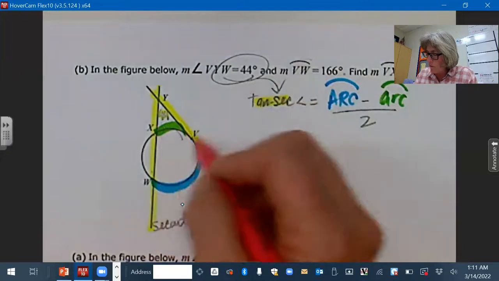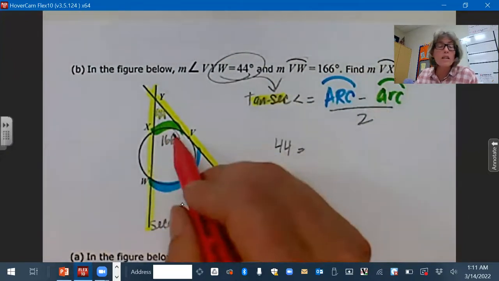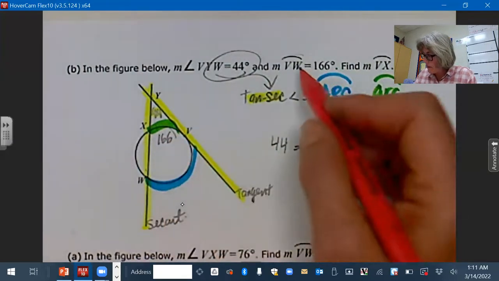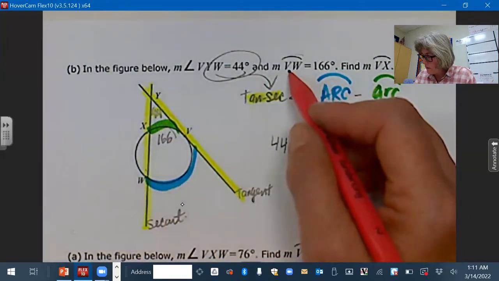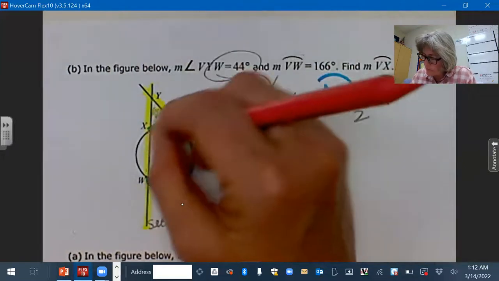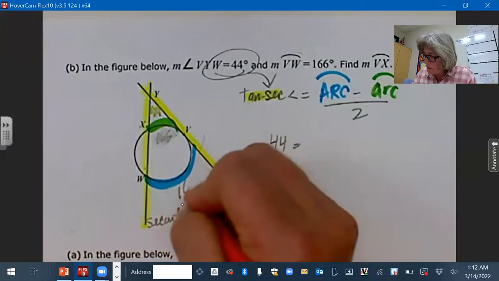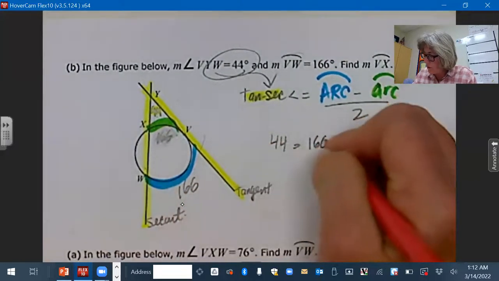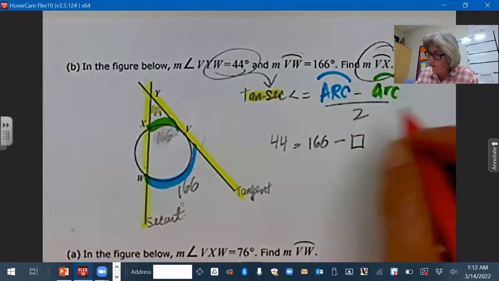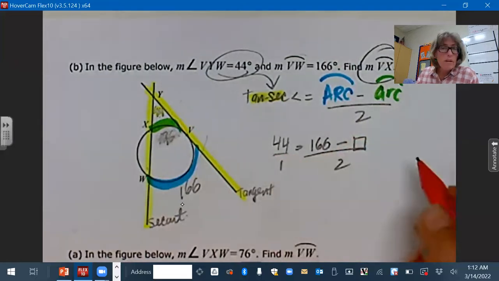VW, which is this right here, it's 166. That's the smaller arc. That's not the smaller arc. That's the bigger arc. I take that back. VW is 166. It's your bigger arc. Minus, you don't know the smaller arc. That's your unknown, and that's what we're trying to find. VX over 2. Now you solve.